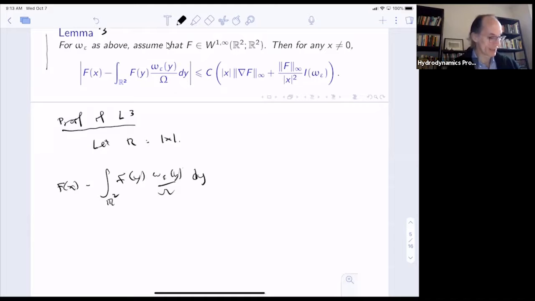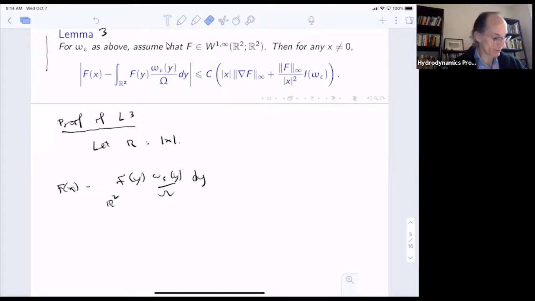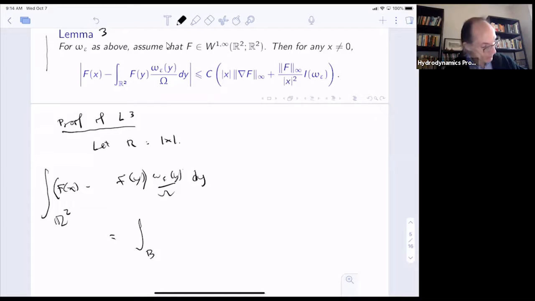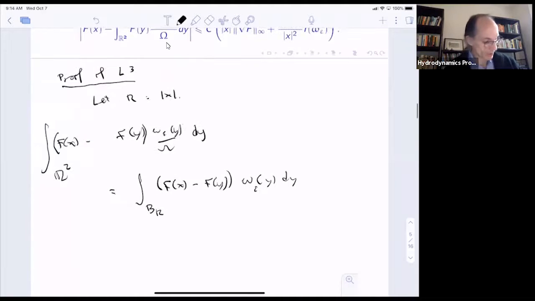Well, the first thing I can do is rewrite this as follows. The integral of little omega over capital omega is 1, so I can bring this inside here. And I'll write this as the integral over the ball of radius R, R being, again, the modulus of x. I'm going to stop writing subscripts. Well, I'll write them for a little longer. And then the integral over the complement.